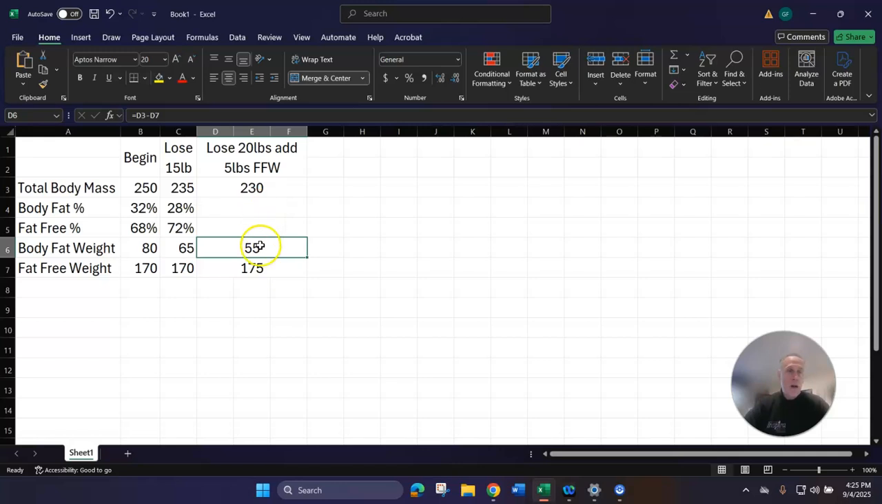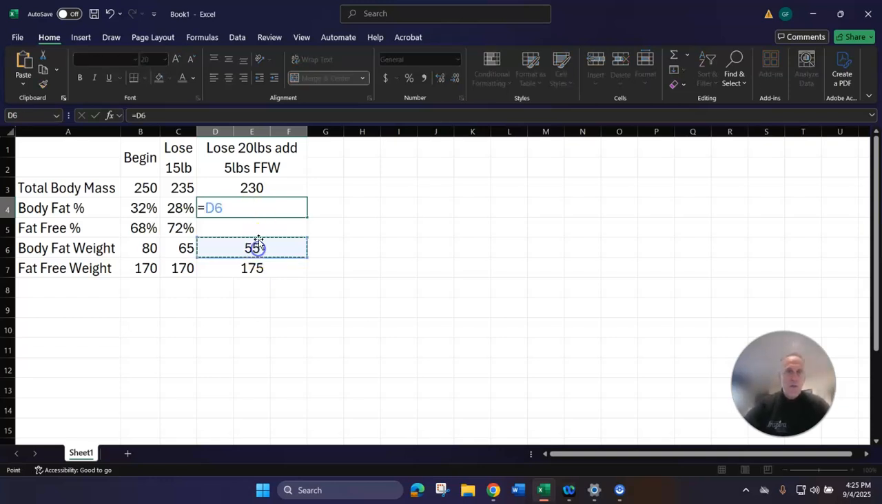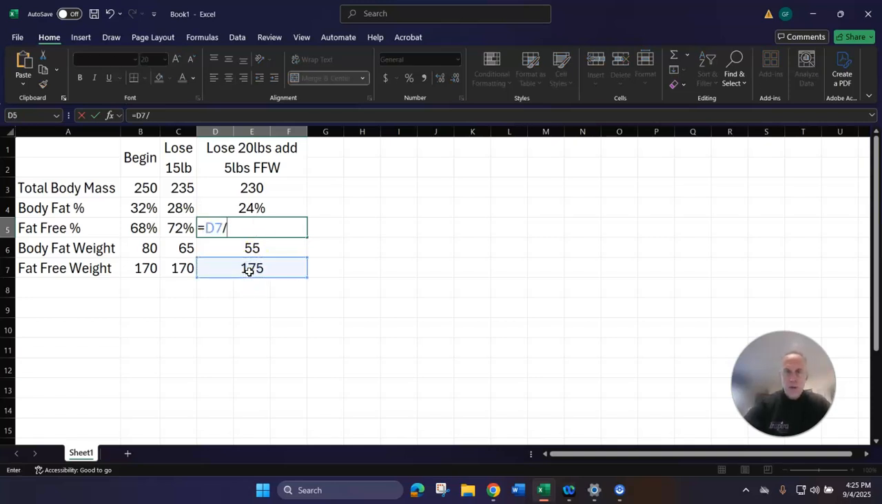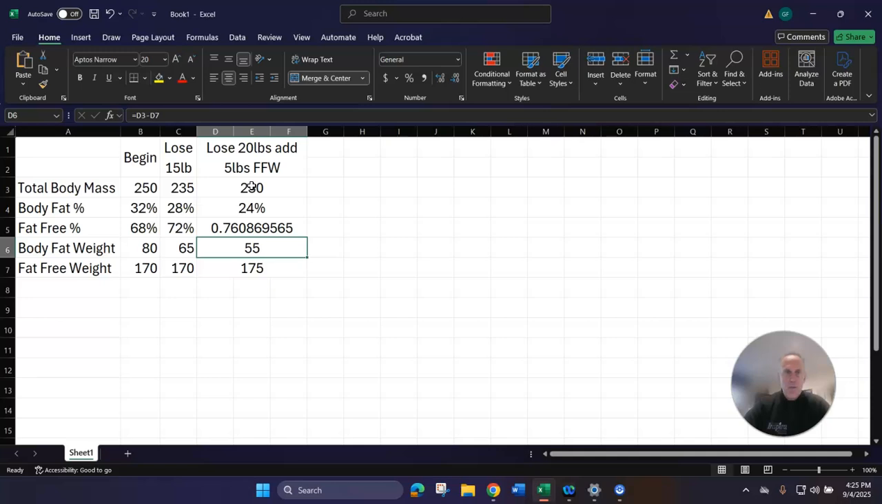We can easily calculate now our fat-free percentage and our body fat percentage. So body fat percentage is the 55, and we divide that by the 230. Whoops, sorry, 230 is what I want. And that gives us 23.9. So again, they've lost a little bit more body fat. And the same deal, we want fat-free weight, and we're going to divide that by the 230, which gives us that.